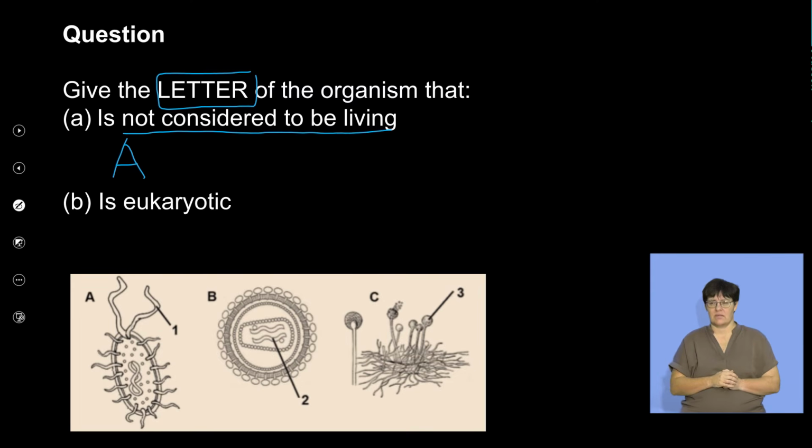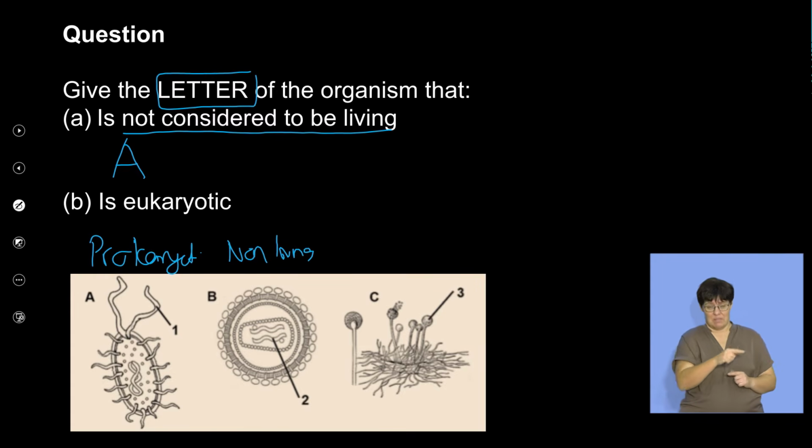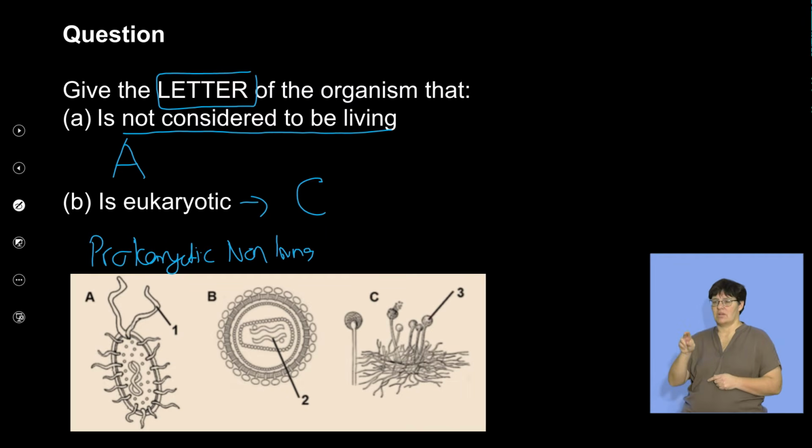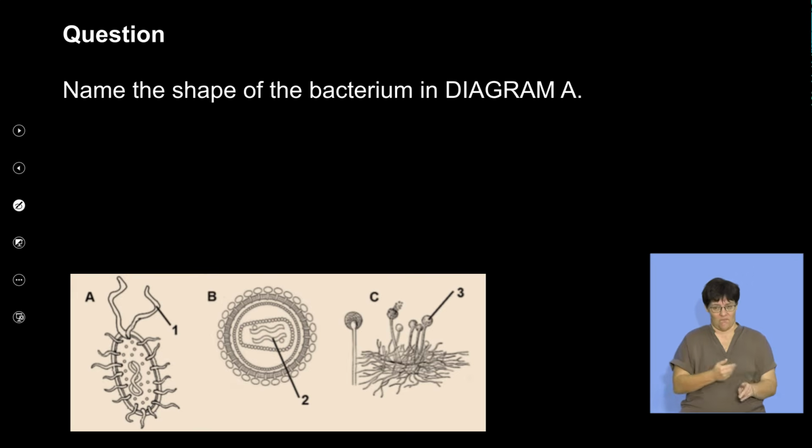Is eukaryotic. Now, if we have a look, this is non-living, so it's not a cell. Bacteria are prokaryotic, which only leaves us with number C. Fungi are eukaryotic. So that is by a process of elimination.